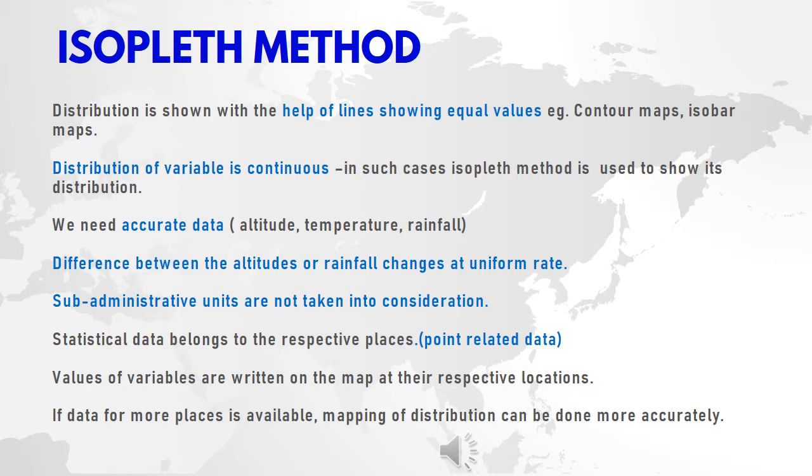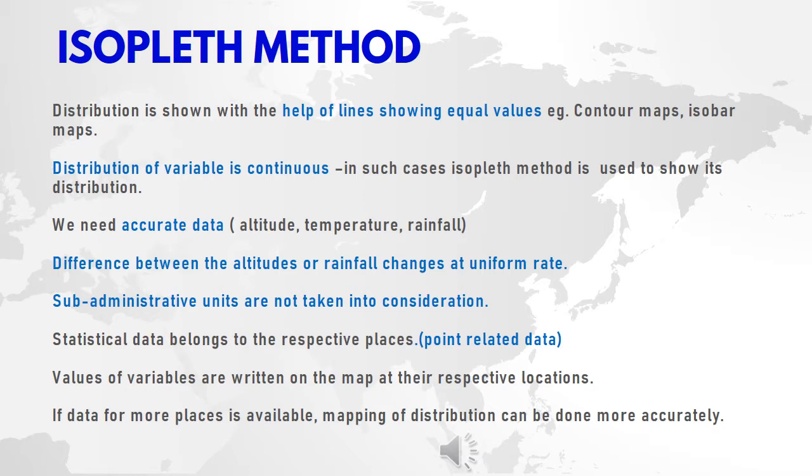In this case, we need absolutely accurate data, and we consider the fact that the difference between the altitudes or rainfall changes at a uniform rate. Since these are shown using lines joining places having equal values, the sub-administrative units are not taken into consideration. That is, the statistical data belongs to the respective places. Such data is known as point-related data.